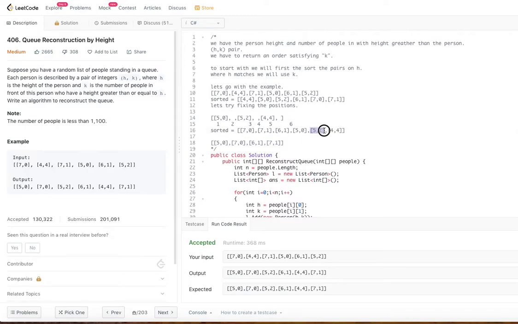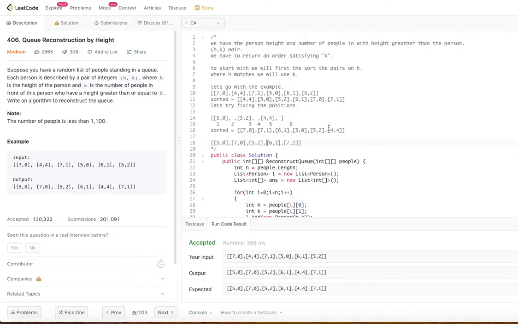Now let's go to 5 2. That means what he is saying is there should be only 2 people whose height is greater than or equal to 5. That means where should this guy go, right? He should go into the 3rd position. Now let's put him in the 3rd position. This is 1st position, 2nd position and 3rd position, right? So now this guy is still able to satisfy the conditions, right?